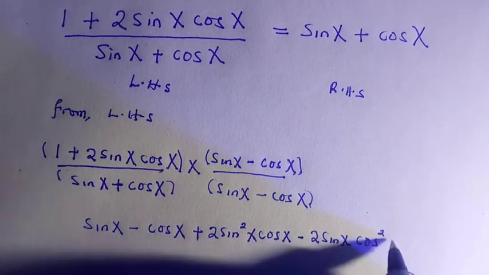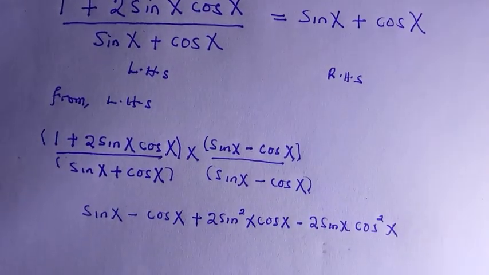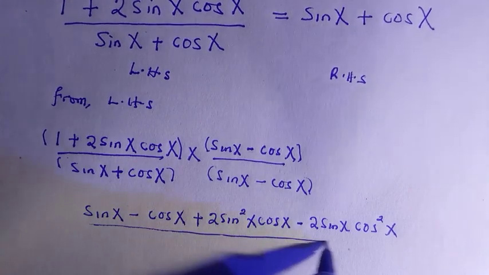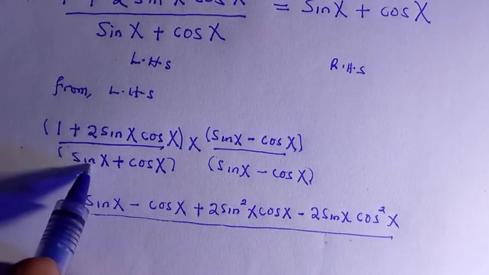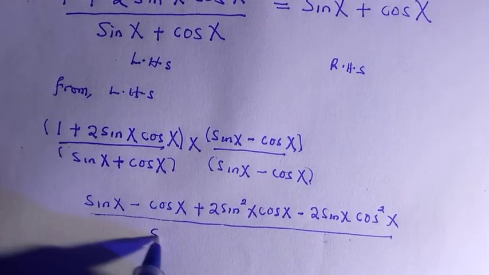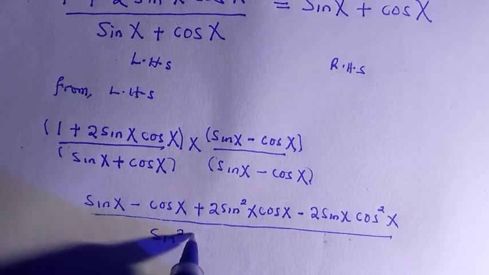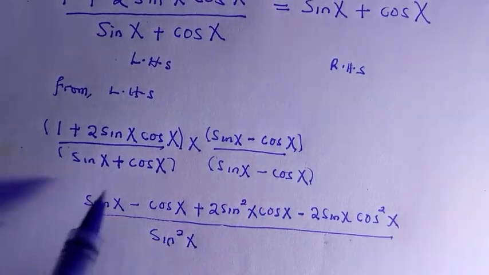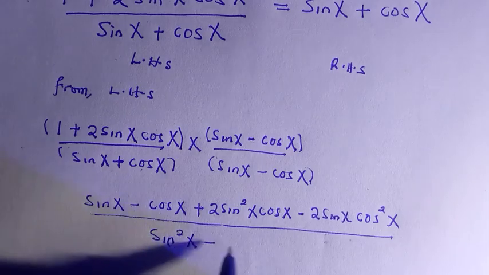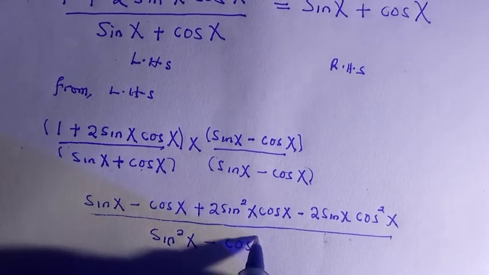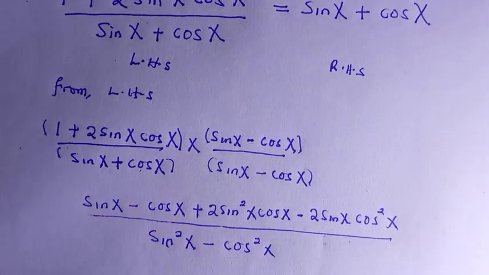And we must see that from this denominator, this is just like the difference of two squares. They are the same but opposite in sign. Then we just multiply the first with first and the last with last. So here we have sine square x and negative cos square x.